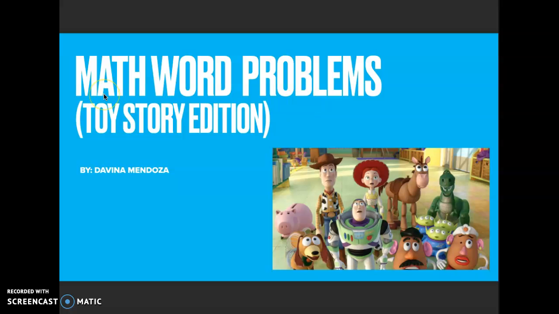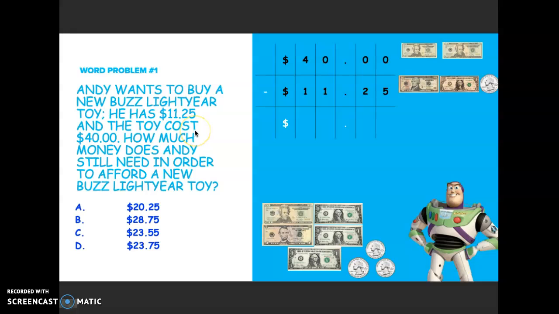So here's my math analysis on my Toy Story Edition word problems. So the first problem is Andy wants to buy a new Buzz Lightyear toy. He has $11.25. The toy costs $40. How much money does Andy still need in order to afford a new Buzz Lightyear toy? And then here are your options.